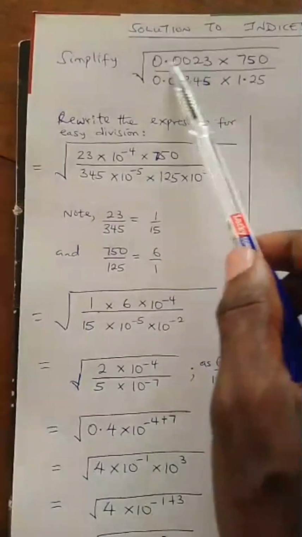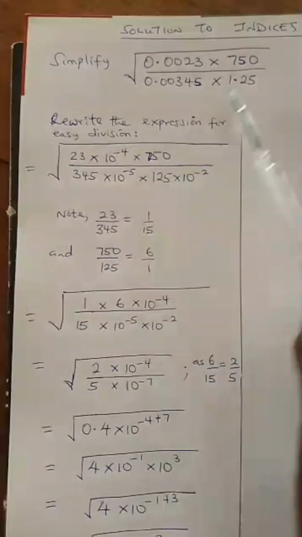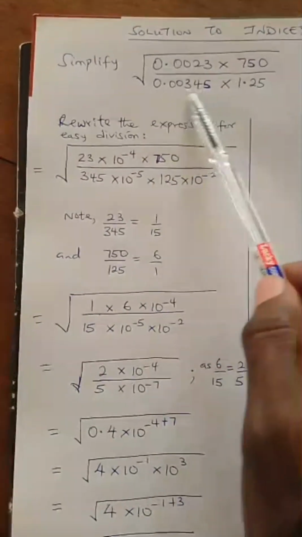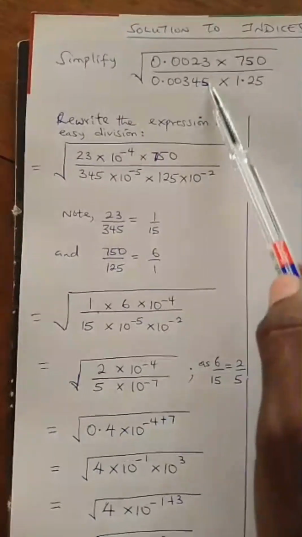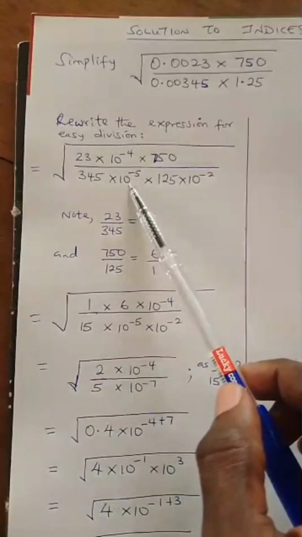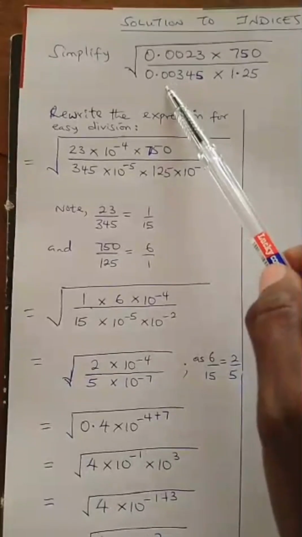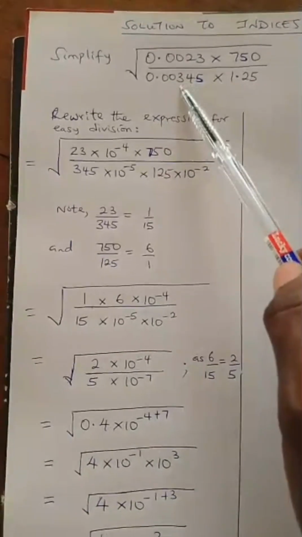So if you rewrite 0.0023, it gives you 23 times 10 raised to the power minus 4. You have your 750 there. Then this expression 0.00345 can be rewritten without the decimal places: 345 times 10 raised to the minus 5. The 10 raised to the power minus 5 is to compensate for the decimal places: 1, 2, 3, 4, 5.